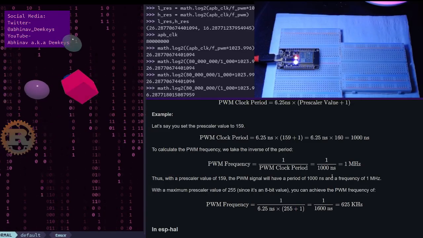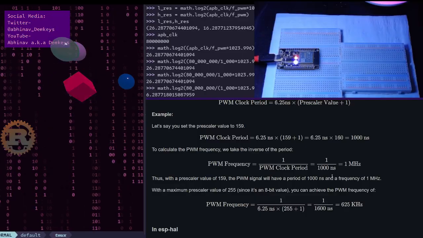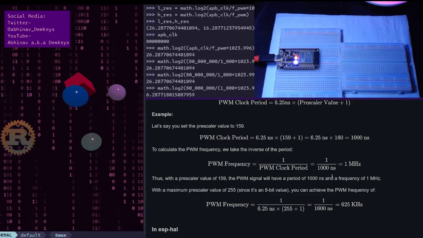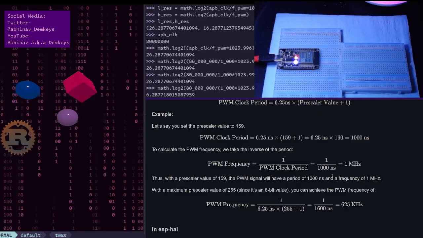To calculate the PWM frequency, we take the inverse of the period. The inverse is 1 divided by so and so. Okay.